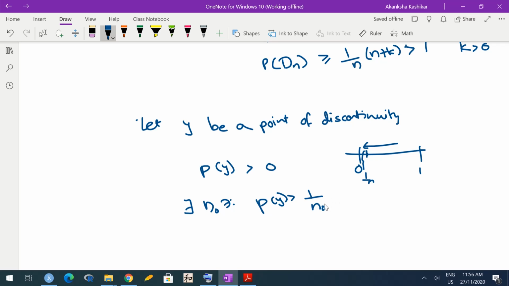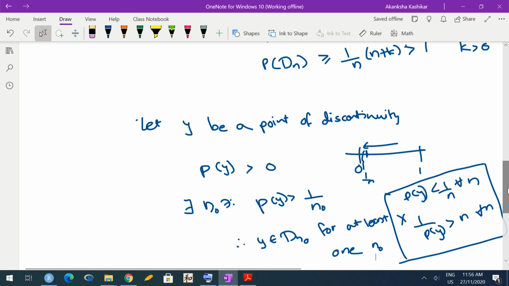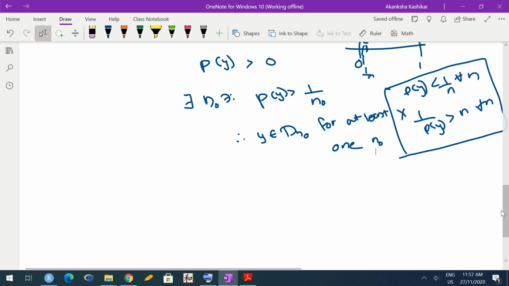Why? If that doesn't happen, then we will get that probability of y is less than 1 by n for every n. So that would mean 1 by probability of y is greater than n for every n, which would mean that 1 by probability of y is an upper bound for the set of natural numbers, which is impossible because the set of natural numbers is unbounded. So there exists at least one n naught such that probability of y is greater than 1 by n naught. Therefore, y would belong to Dn naught for at least one n naught. In fact, it would belong to Dn naught plus 1, Dn naught plus 2, etc. also, because once the probability is greater than 1 by n naught, it is greater than 1 by n for every n greater than n naught.